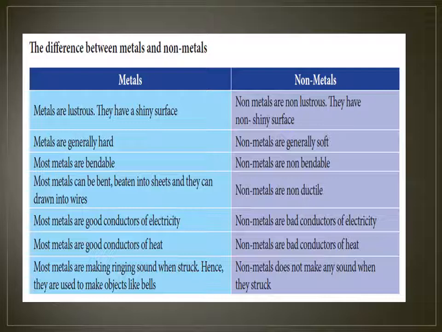Most metals are good conductors of electricity. Nonmetals are bad conductors of electricity. Most metals are good conductors of heat. Nonmetals are bad conductors of heat. Most metals make a ringing sound when struck. Hence they are used to make objects like bells. Nonmetals do not make any sound when they are struck.